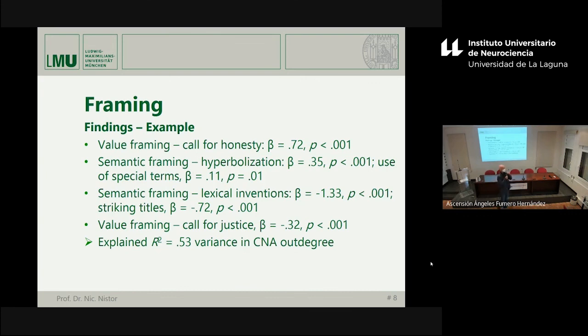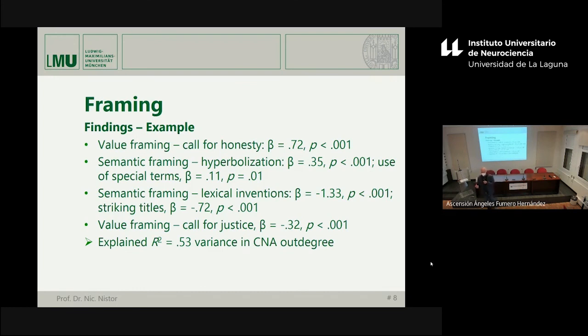Right, and so call for honesty and call for justice. You're totally right. It looks like a contradiction. Honestly, I don't know, because the study is not finished. What we are going to do is add a qualitative part to this quantitative study, so mixed methods, in the sense of looking, when we have such a strong predictor, where is it in the corpus, and what happens exactly at that point? And then we should get more insight.